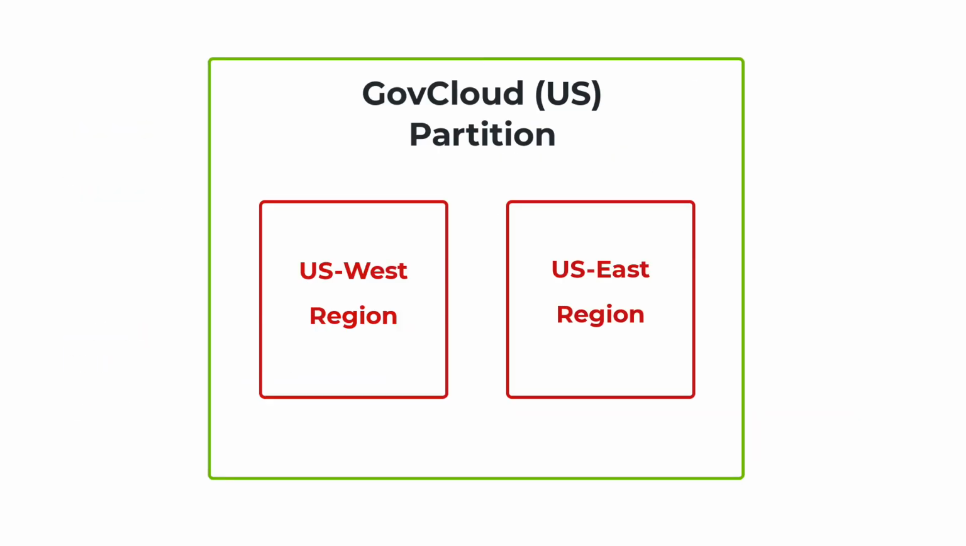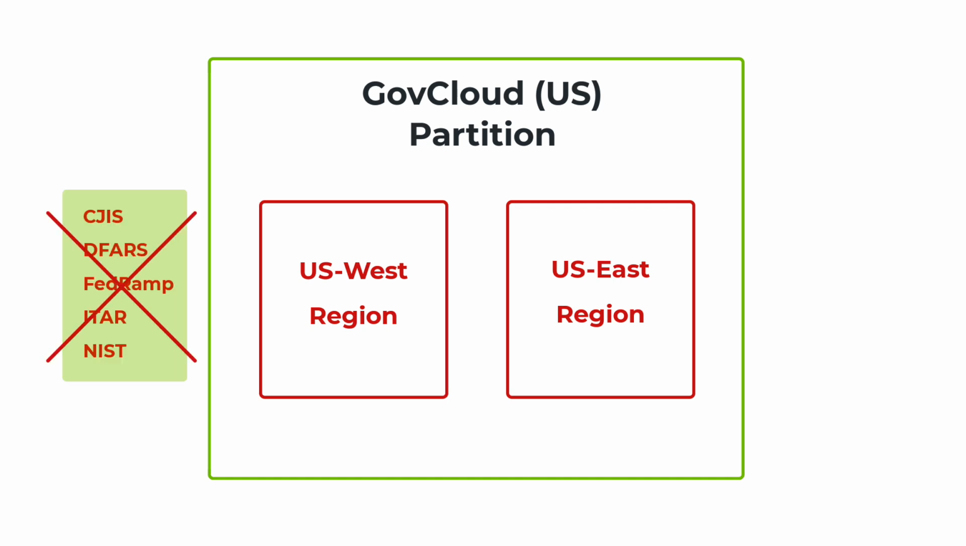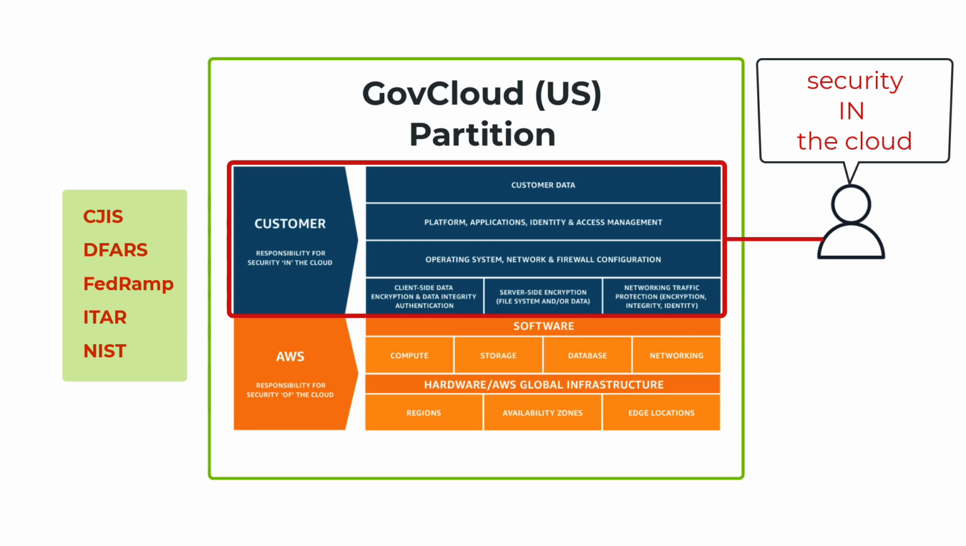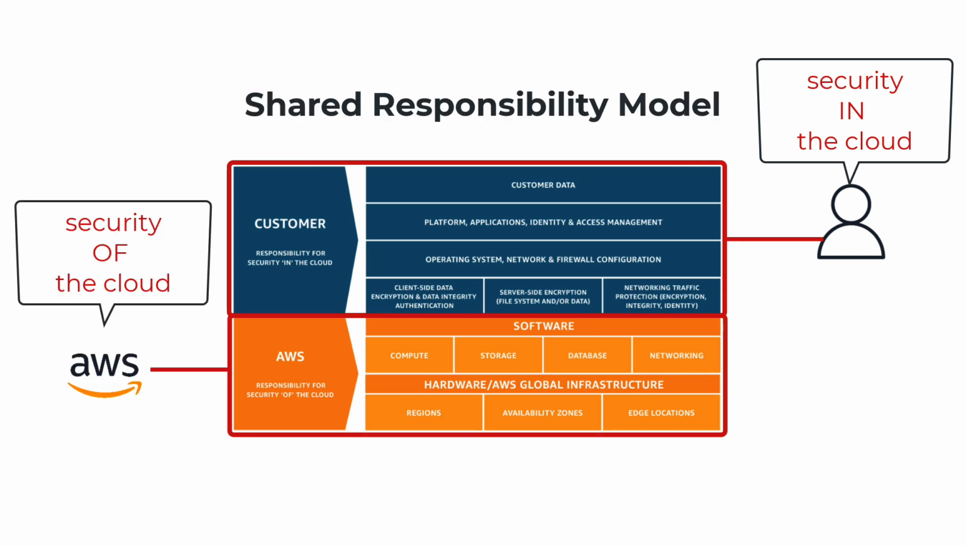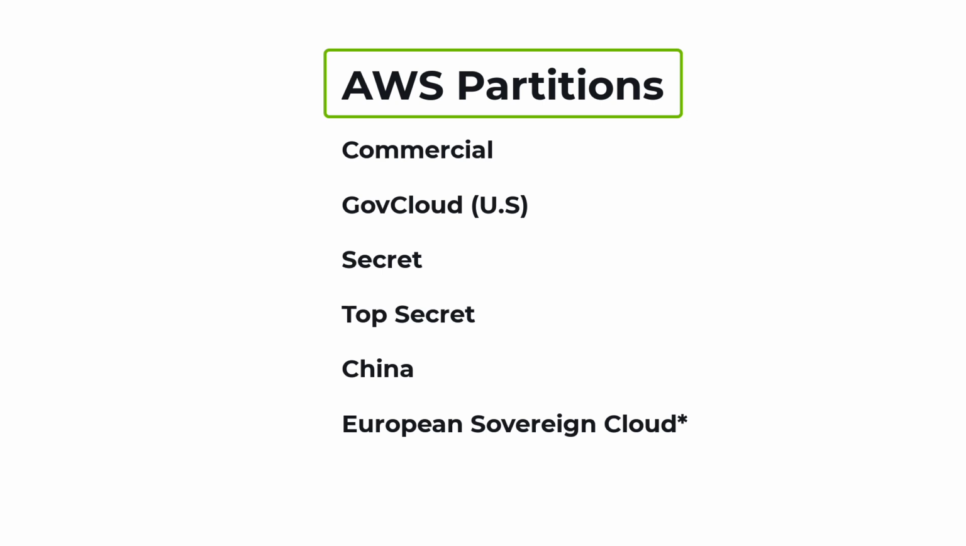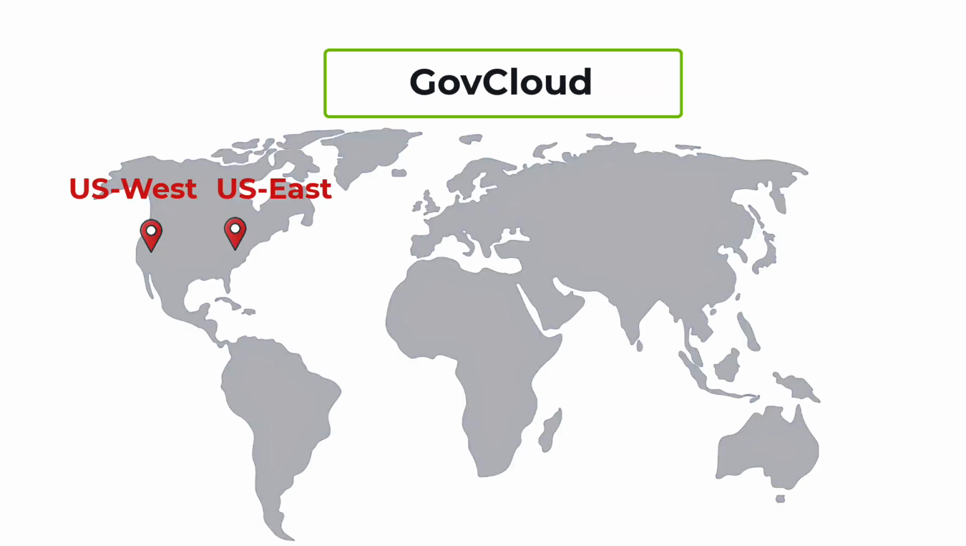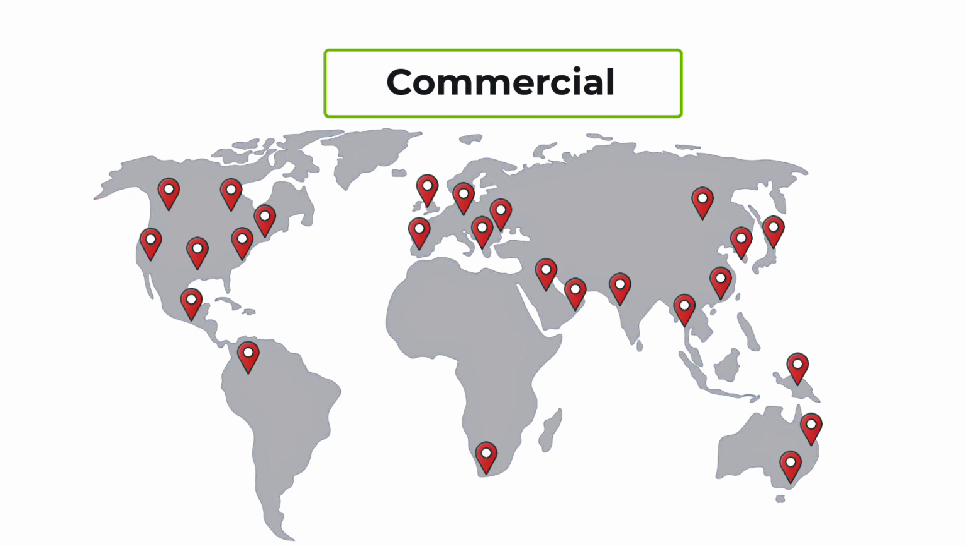Note that just because you build on these partitions does not mean your application is automatically compliant. You still have to do your part to be fully compliant. This is called the shared responsibility model. Once you select a partition, the next step is to select a region. Some partitions like GovCloud only have a few regions, but the commercial partition has many regions around the world.